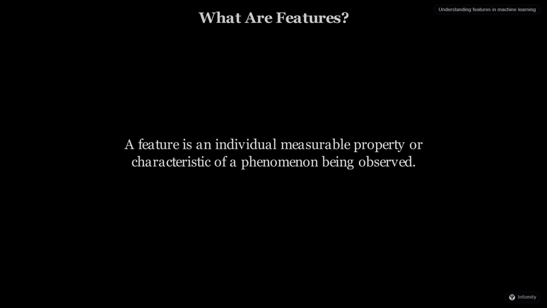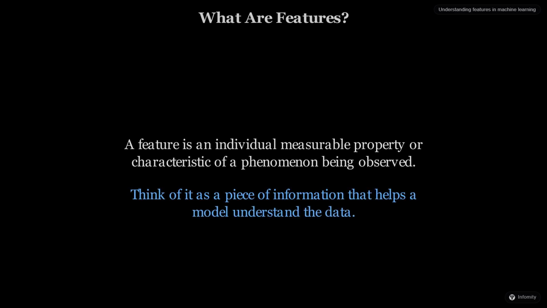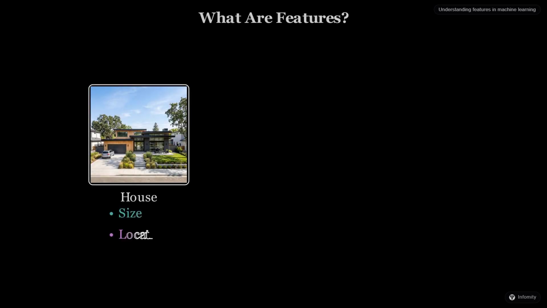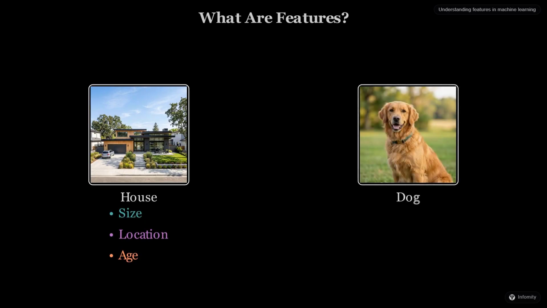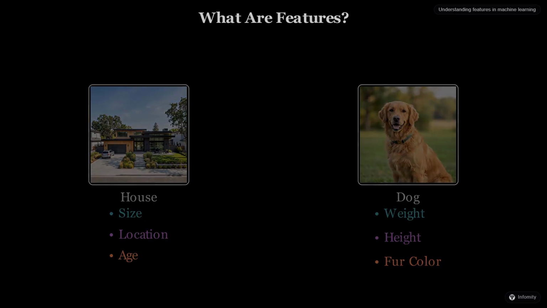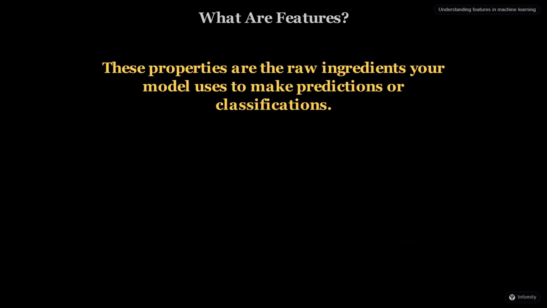In machine learning, a feature is an individual measurable property or characteristic of a phenomenon being observed. Think of it as a piece of information that helps a model understand the data. For instance, if you're predicting house prices, features might include the house's size, its location, or its age. Similarly, when classifying dog breeds, relevant features could be the dog's weight, its height, or its fur color. These properties are the raw ingredients your model uses to make predictions or classifications.